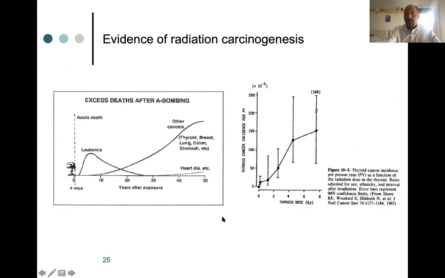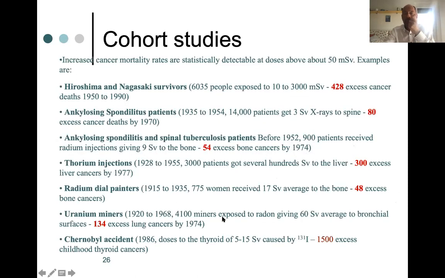And then there is a number of other cohorts. The radium dial painters are very famous because they were the persons who were licking the paint on the watches, and there was radium there. Thorium injection. But if you see, the real numbers are relatively low. If you look at the excess cancer death cases, they are always very low, even Hiroshima and Nagasaki.